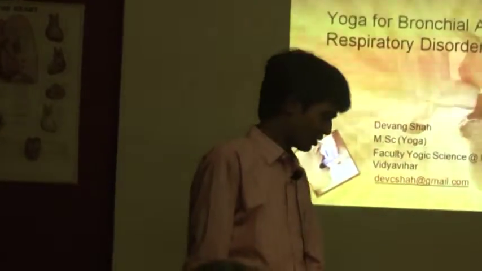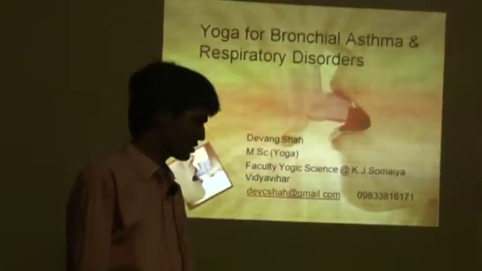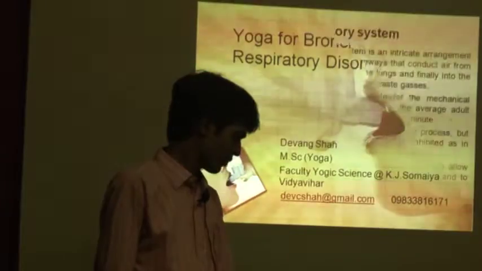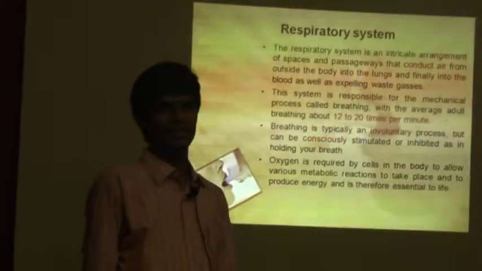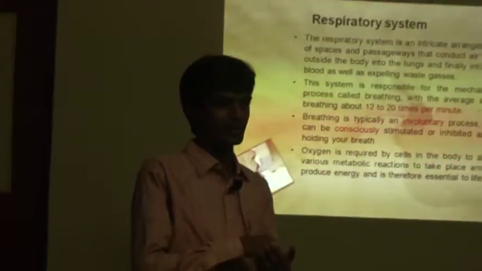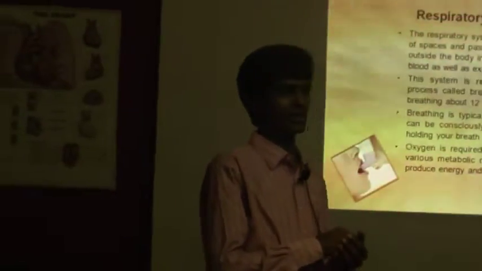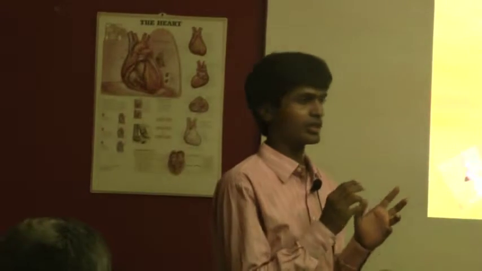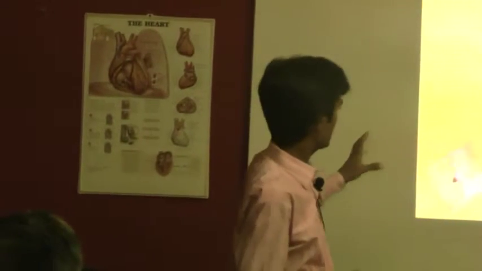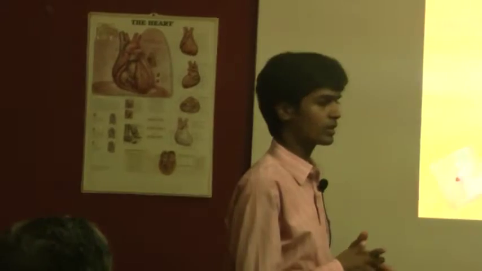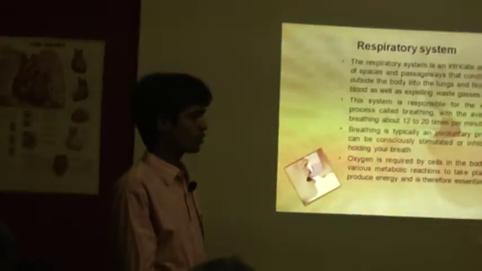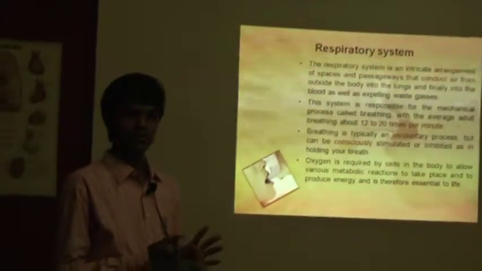Today's topic, what we are going to discuss, is the yoga for bronchial asthma and different respiratory disorders. Basically, before starting with the actual core practices which are helpful for the asthmatic person, let us just have a little background about the respiratory system. The basic function of the respiratory system is to conduct the exchange of oxygen and carbon dioxide in the body. We normally breathe about 12 to 20 times per minute.